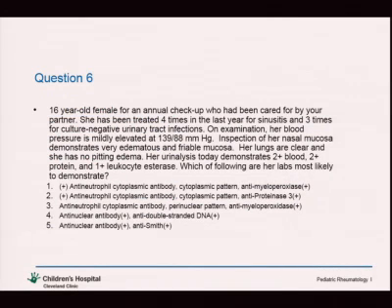Okay, question 6. We have a little more time. 16-year-old female for an annual checkup who's been cared for by your partner. She has been treated 4 times in the last year for sinusitis and 3 times for culture-negative urinary tract infections. On exam, her blood pressure is mildly elevated at 139/88. Inspection of her nasal mucosa demonstrates very edematous and friable mucosa. Her lungs are clear and she has no pitting edema. Her urinalysis today demonstrates 2 plus blood, 2 plus protein, 1 plus leukocyte esterase. Which of the following of her labs is most likely to be demonstrated?